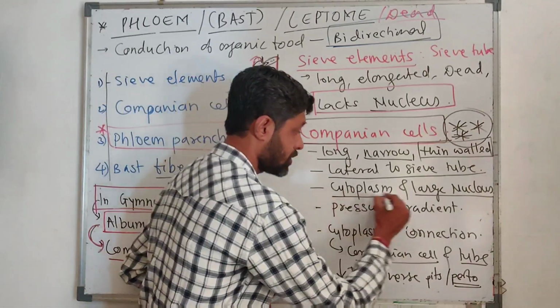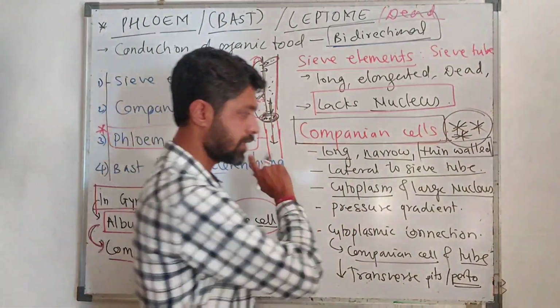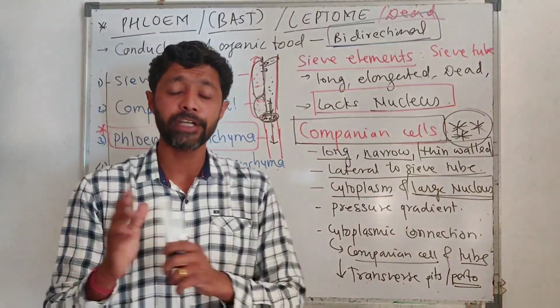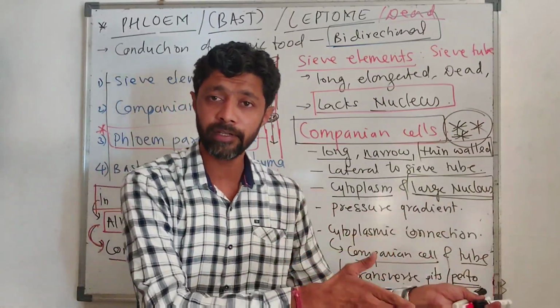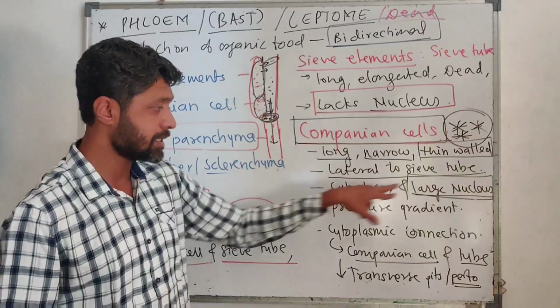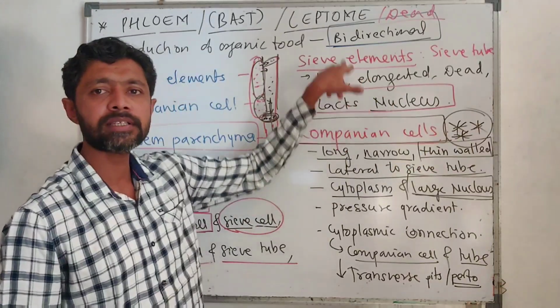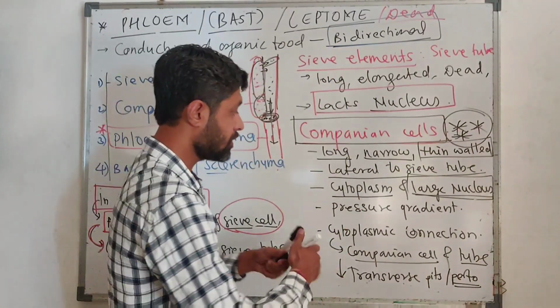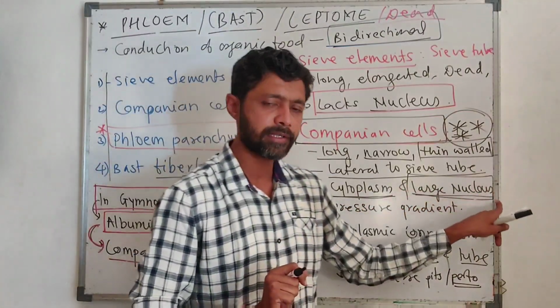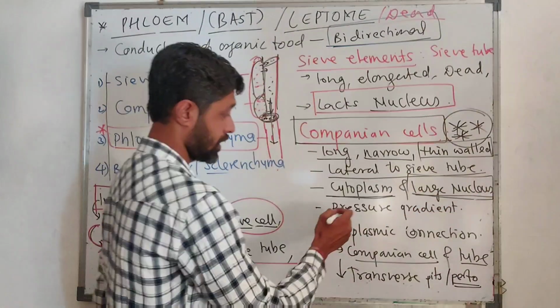There is dense cytoplasm inside a companion cell, and their nucleus is large, as they have to regulate the companion cell as well as the sieve tube. Nucleus is large in the companion cell and nucleus is absent in the sieve tube. So the companion cell has dense cytoplasm and a large, prominent nucleus.